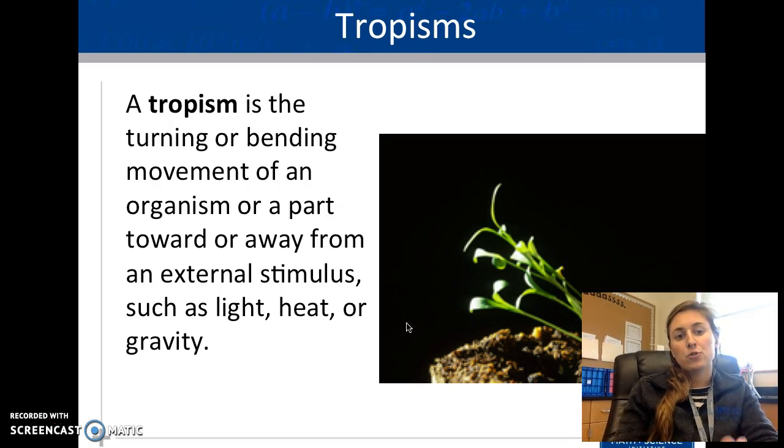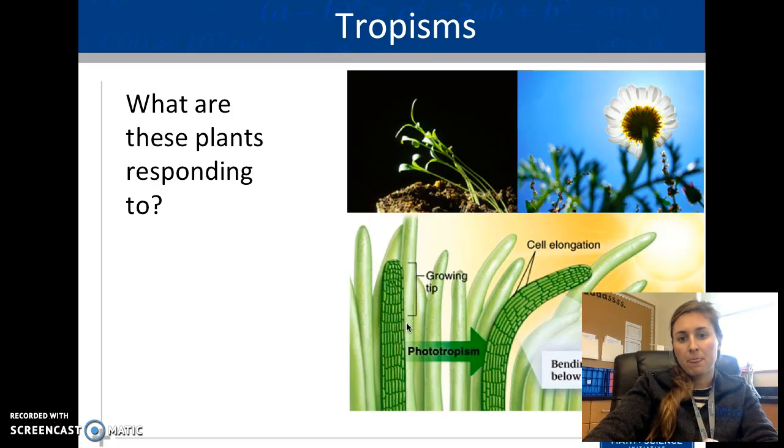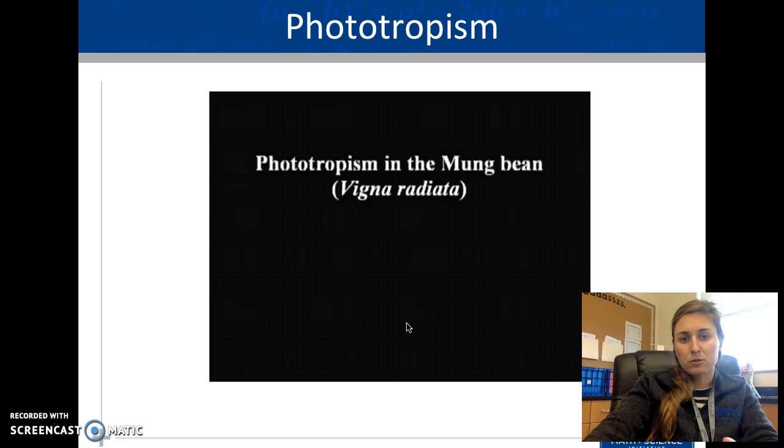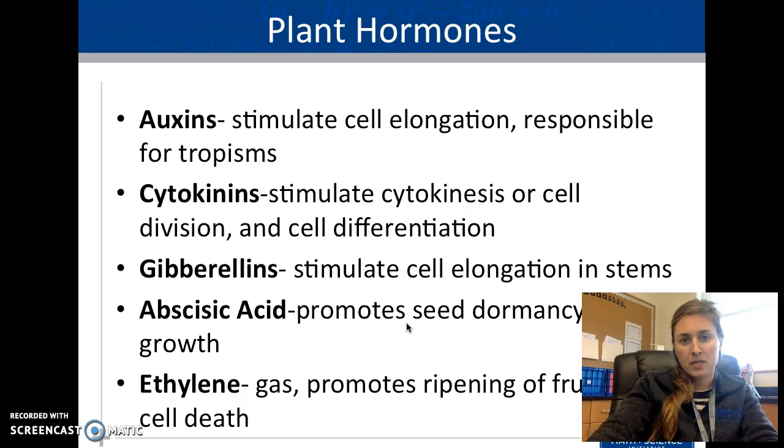In this case, tropisms are going to be the turning or bending of a plant towards or away from an external stimulus. So light, heat, gravity, touching, things like that. These plants are all responding to light. People do a lot of experiments in phototropism, which is light tropisms, with mung beans because they bend a lot.